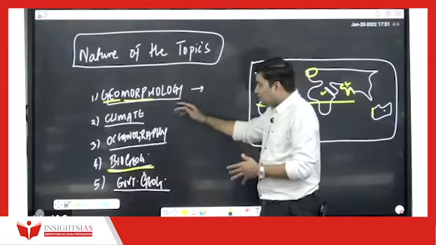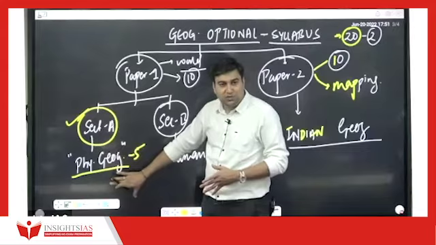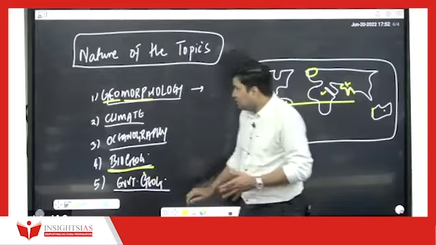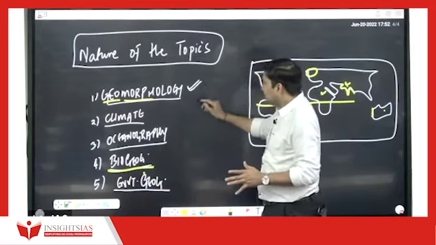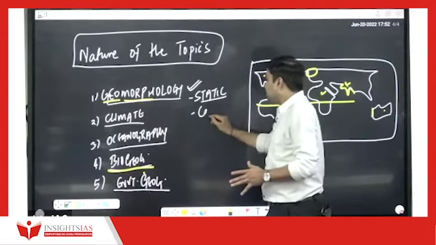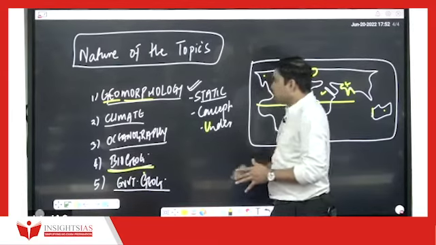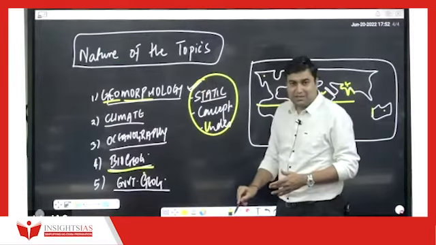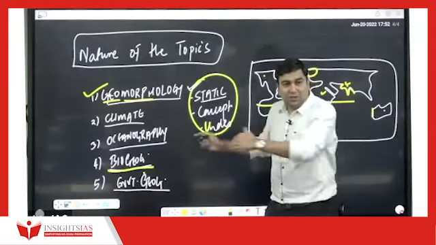Now, essentially, if you understand these 5 topics, which we are right now discussing under section A, physical geography, right? Out of these 5 topics, most are static topics, which need basic conceptual clarity and understanding. Without that, you can't understand other topics. That means it is a base for Indian geography also and for other topics also, right?